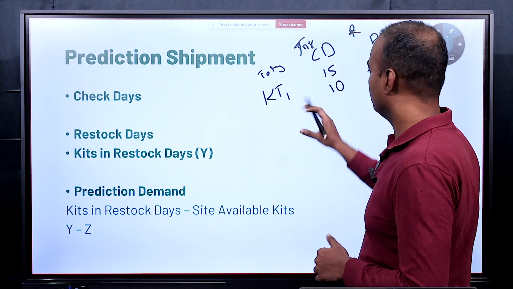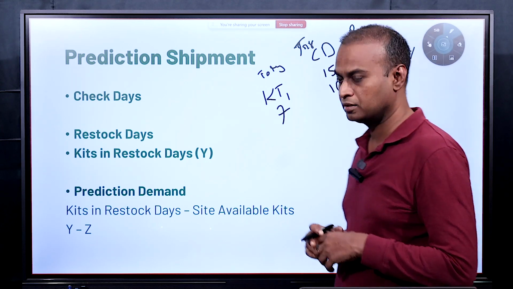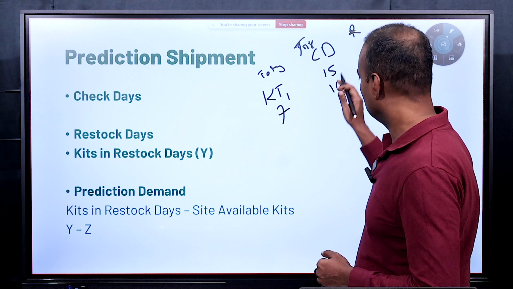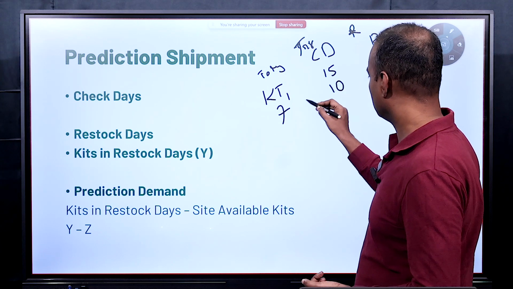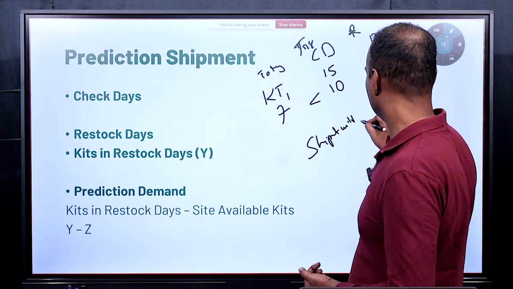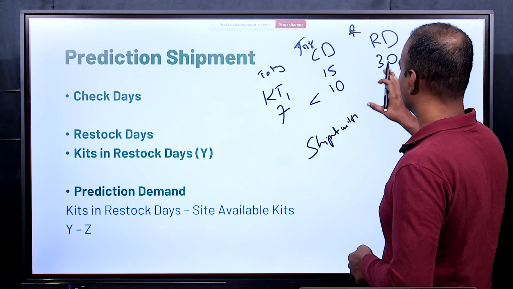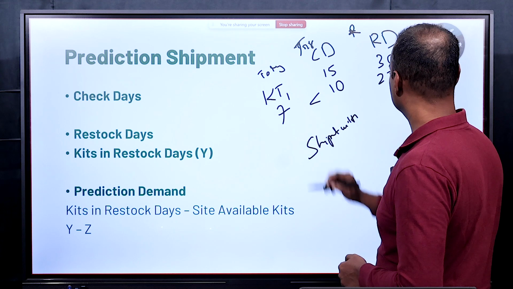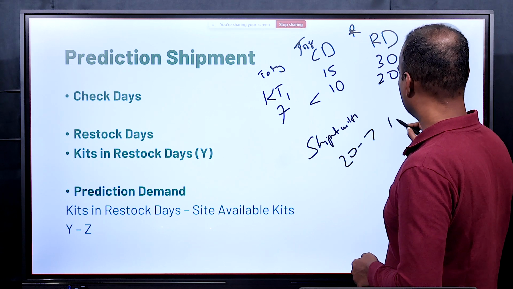For example, when is the shipment triggered? I have 7 kits at site and I require 10 kits for the next 15 days. So I have fewer kits than the need. That's the reason, if 7 is less than 10, the shipment will trigger. For how many kits will the shipment replenish? For example, I need 30 days of kits. For 30 days, I need 20 kits. I already have 7 kits at site and I require 20 kits. 20 minus 7, that is 13 kits.